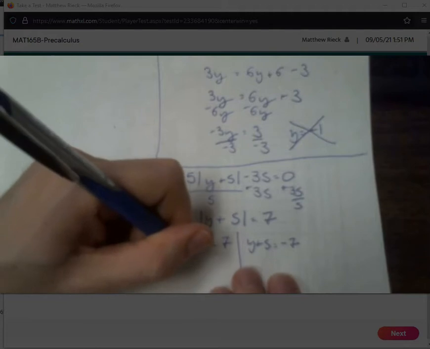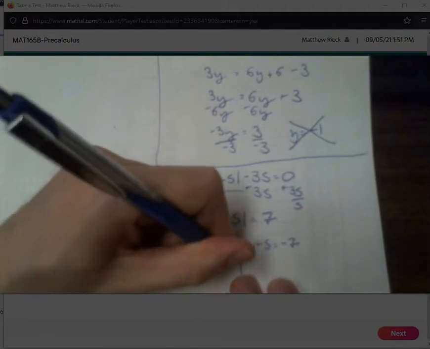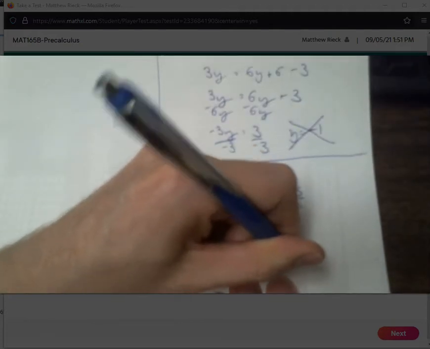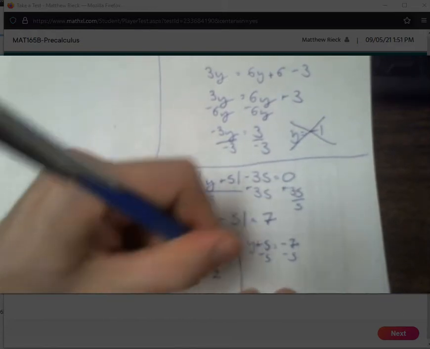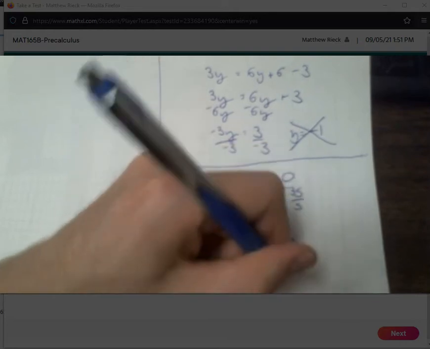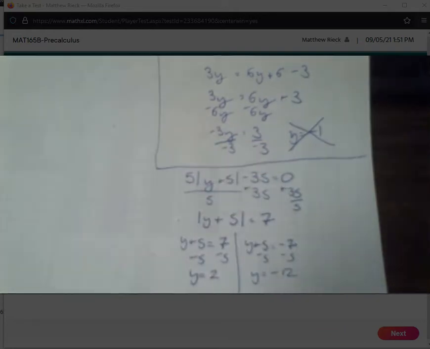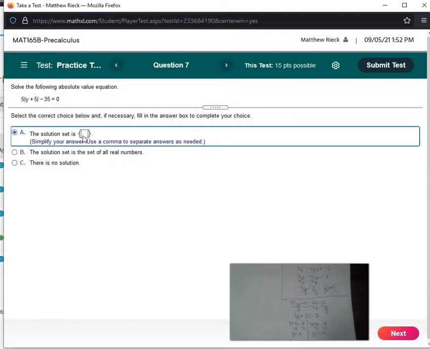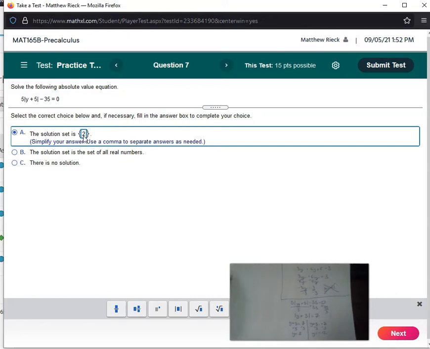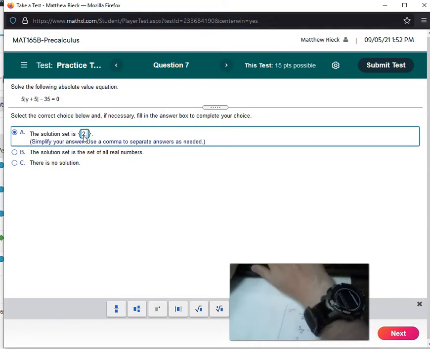All right, so then to solve for y, we can just subtract the 5 from each side. So you end up with y equals 7 minus 5, which is going to be 2. And here we end up with negative 7 minus 5, which would be negative 12. And so in this case, I end up with 2 answers. My solution set is going to be 2, negative 12.